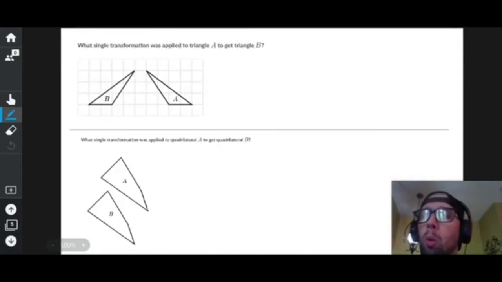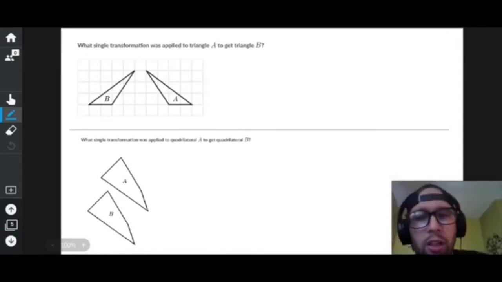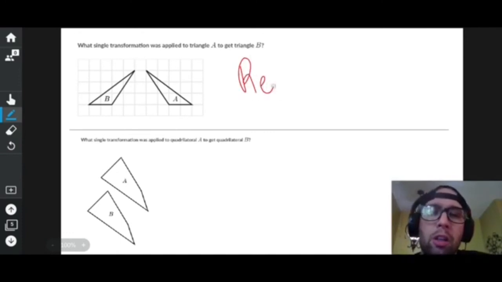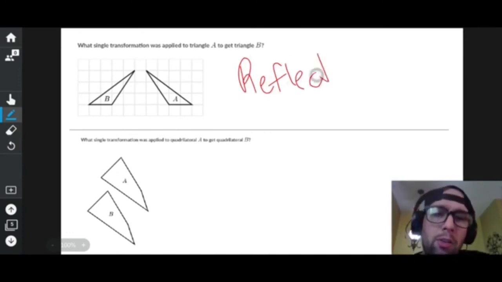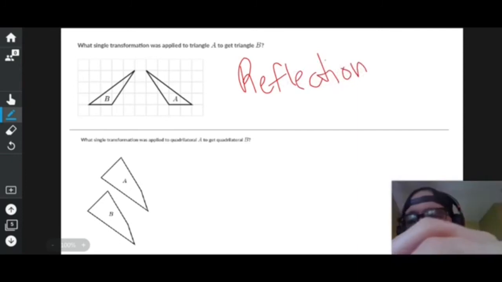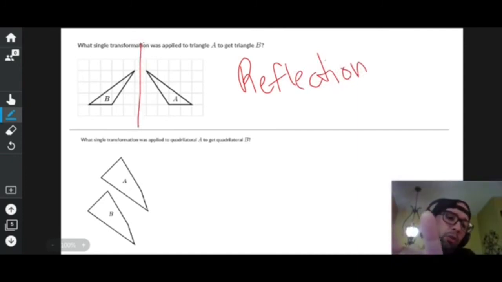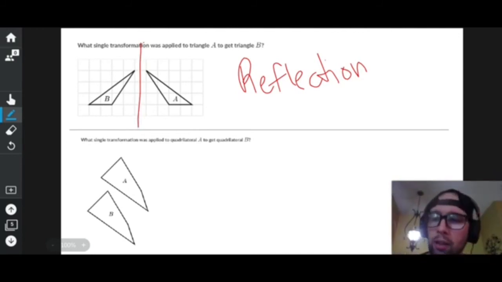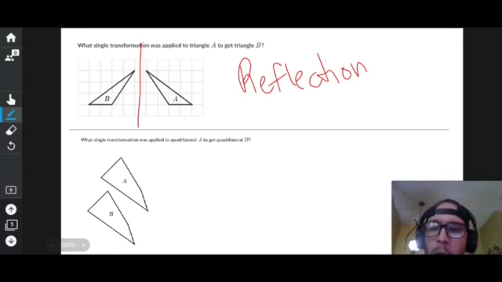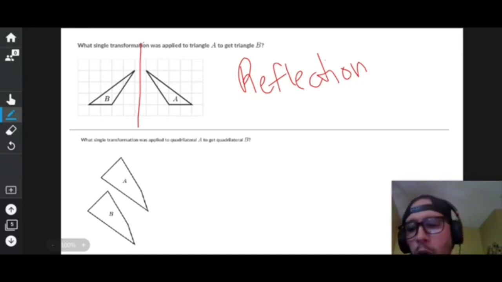What single transformation was applied to get from A to B? Looks to me like that's a reflection. It looks like I have an invisible mirror living right down there, and everything just goes from that side to that side. It flips over. Reflection.